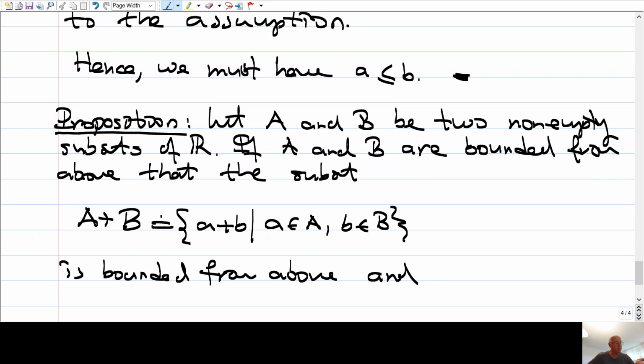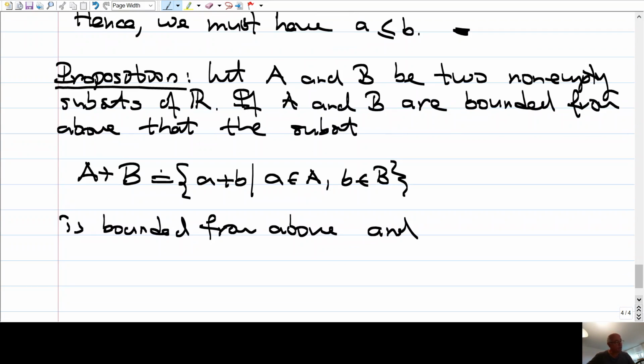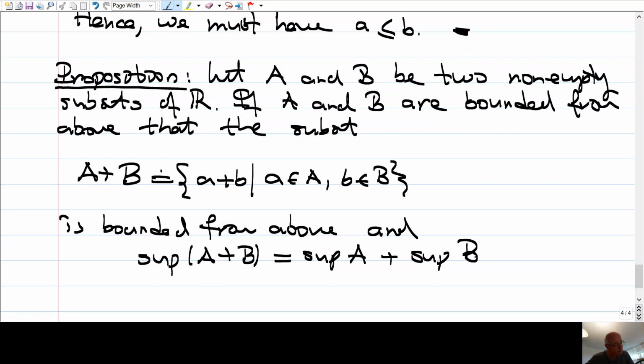Now I have three subsets which are bounded from above: A, B, and A plus B. So they all have supremums. And the statement about supremums is this. Then supremum of A plus B is supremum of A plus supremum of B.